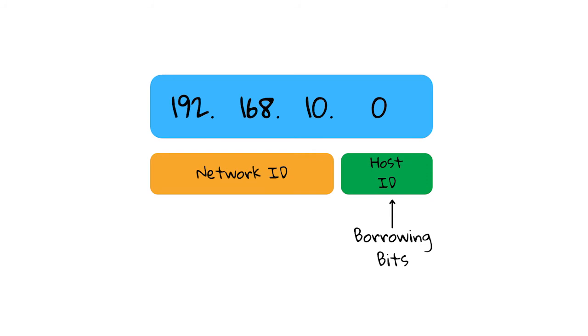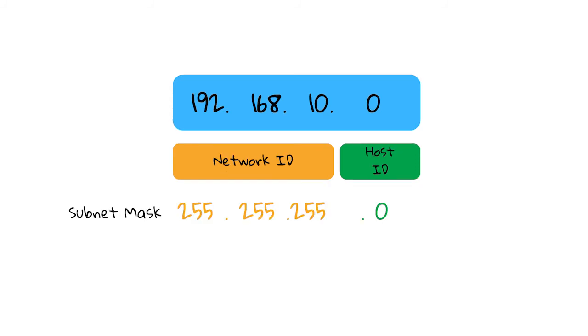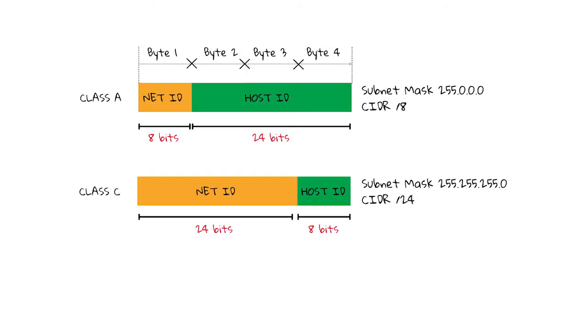Remember earlier on, we said that an IP address is made up of 2 portions. There is the network ID and then there is the host ID. We also learned that the subnet mask tells us which part of the address is the network and which part is the host. A class A address has a subnet mask of 255.0.0.0 and it uses the first 8 bits for the network address and the last 24 bits for the host ID.